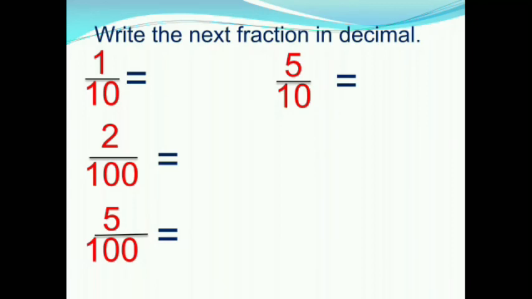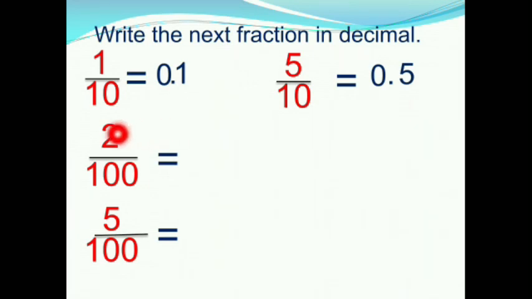We will read it as 0.15. Now we should write the next fractions in decimals. Children, here the question is 1 by 10. Here the numerator is 1 and the denominator has 1 zero. So we should put the point after one digit. We write it as 0.1. See the second question, 5 by 10. Here the numerator is 5 and the denominator has 1 zero. So we should put the point after one digit. We write it as 0.5.